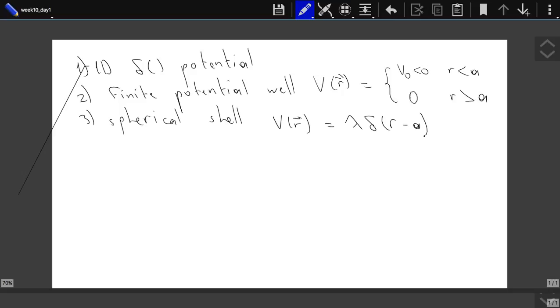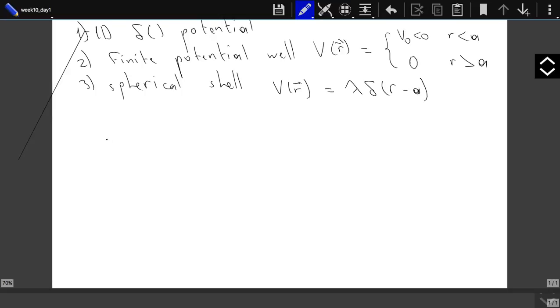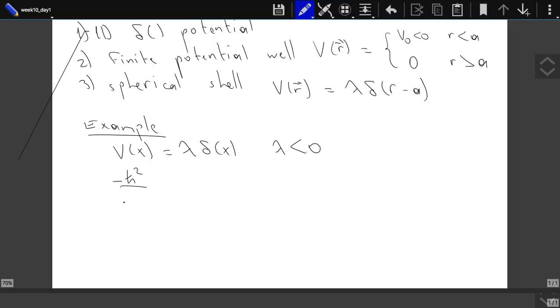Now, for the Dirac delta potential, let's first solve it and find the bound state using just ordinary quantum mechanics. We will assume, for example, that V of x is equal to lambda times Dirac delta of x. So we have this Dirac delta potential at x equal to 0. And we will assume that lambda is less than 0 to be able to find the bound states. The Schrödinger equation we need to solve is minus h bar squared over 2m d squared psi by dx squared plus lambda Dirac delta of x psi is equal to E psi.